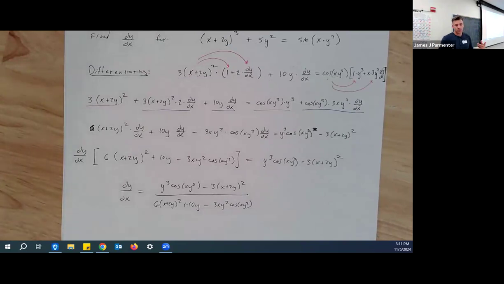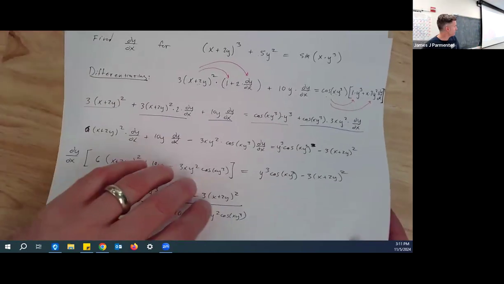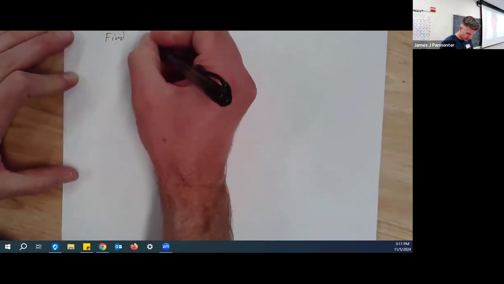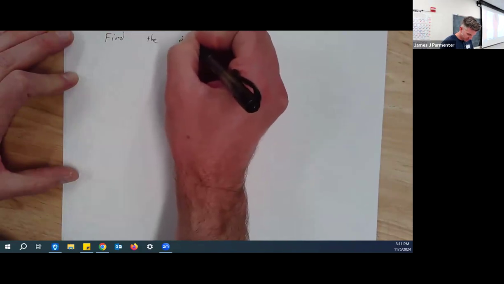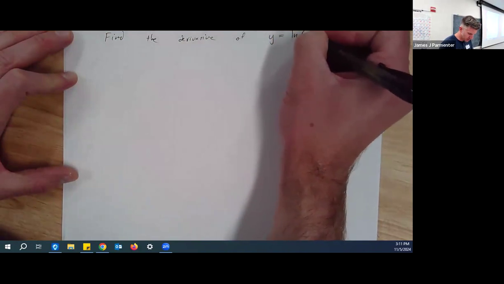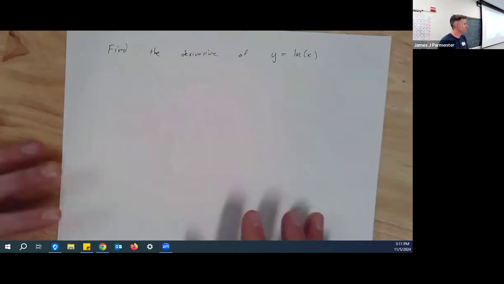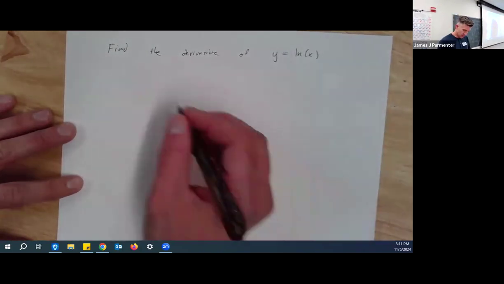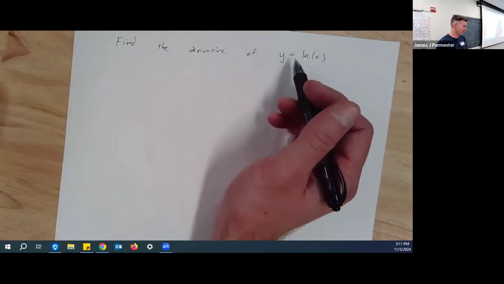Now, something that's cool about this is that we can use implicit differentiation to find derivatives of new functions. For example, I would love to find the derivative of y equal to the natural log of x. And there's a way of doing this. And this works especially well for functions that have nice inverse functions. So in this case, we're going to say, well, I don't know how to take the derivative of y equal to the natural log of x.